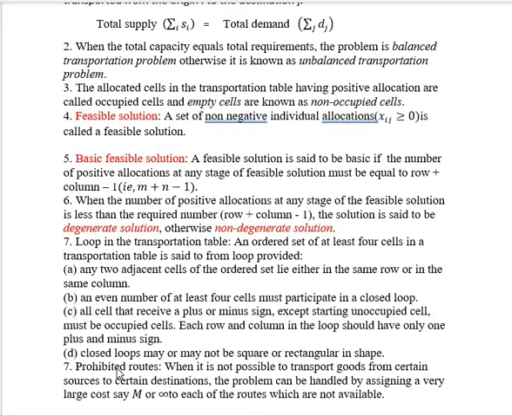Another remark about the transportation problem is the prohibited routes. When it is not possible to transport goods from certain sources to certain destinations, the problem can be handled by assigning a very large cost, say M or infinity, to each of the routes which are not available.